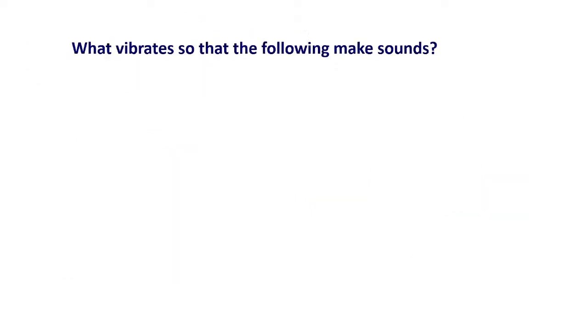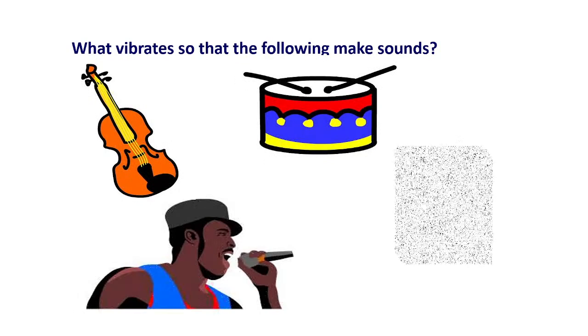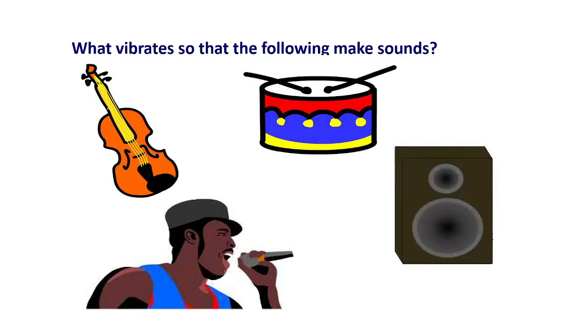Okay, so what vibrates so that the following makes sound? You are going to identify now. From this activity we have the first one, guitar. Which part of the guitar will vibrate to produce sound? In guitar we know that there are strings. The strings, when you pull them, vibrate.